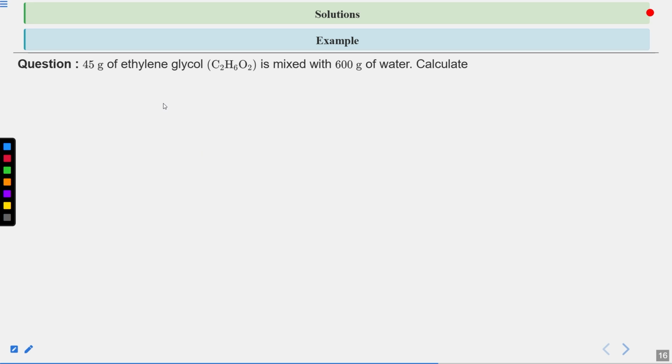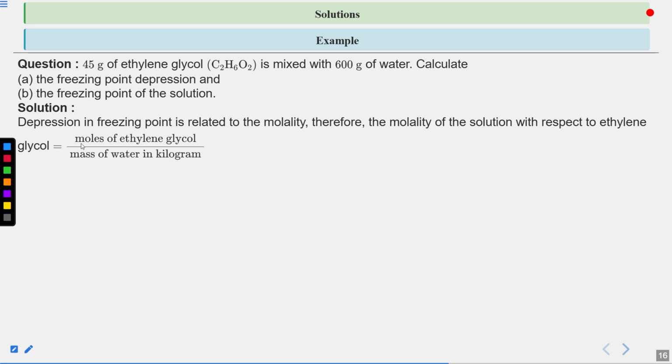Here is a question for you. We are adding 45 gram of ethylene glycol in 600 gram of water. You have to calculate the freezing point depression and the freezing point of the solution. How will we do it? The molality of the glycol can be calculated as the moles of the ethylene glycol by mass of the water in kilograms.